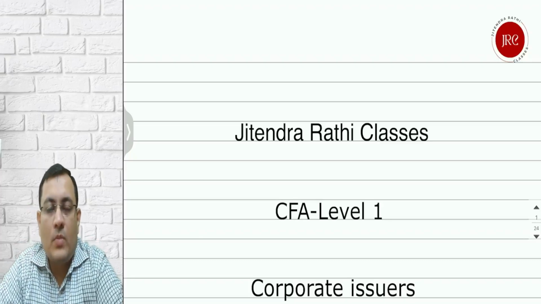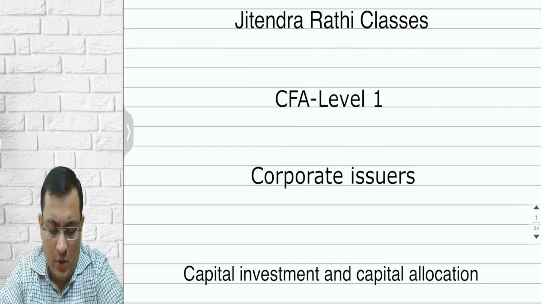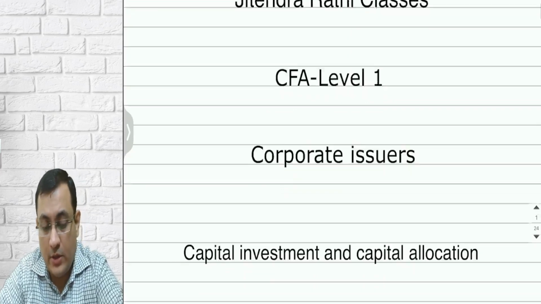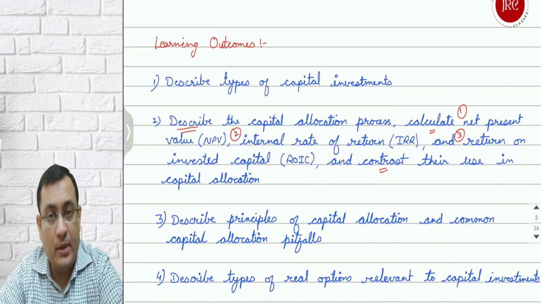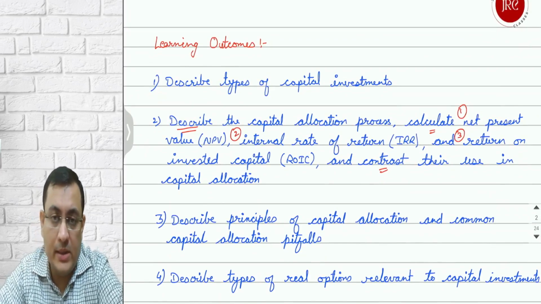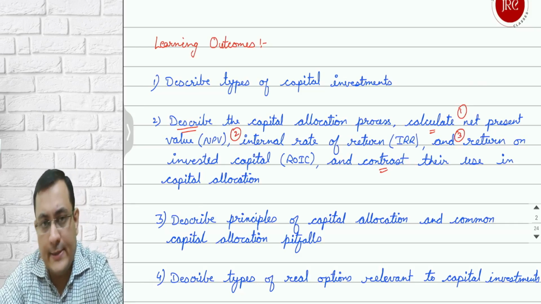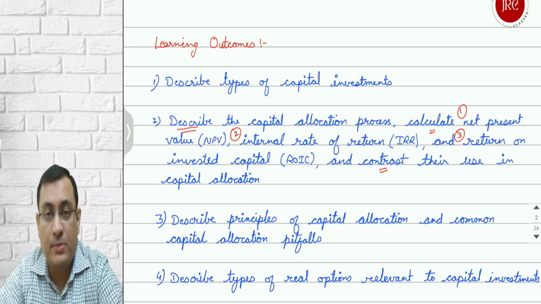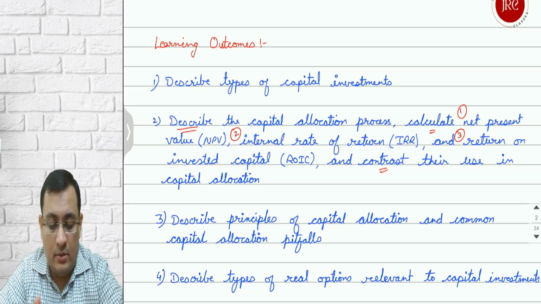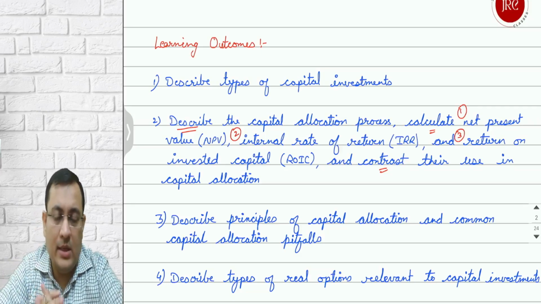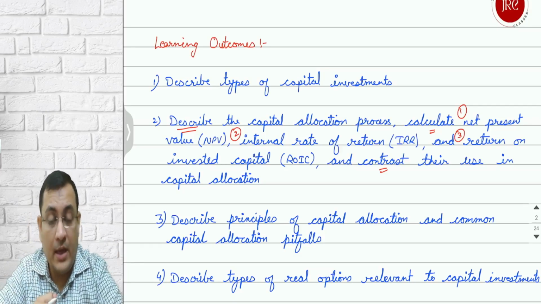Hello friends, now in this study session I will be taking LOS 3 of capital investment and capital allocation learning module, that is describe principles of capital allocation. Here we will be discussing best practices to be followed when we are doing capital allocation decisions, and common capital allocation pitfalls, meaning the errors or the bias which can be there in the analysis part or idea generation part of the capital allocation process.